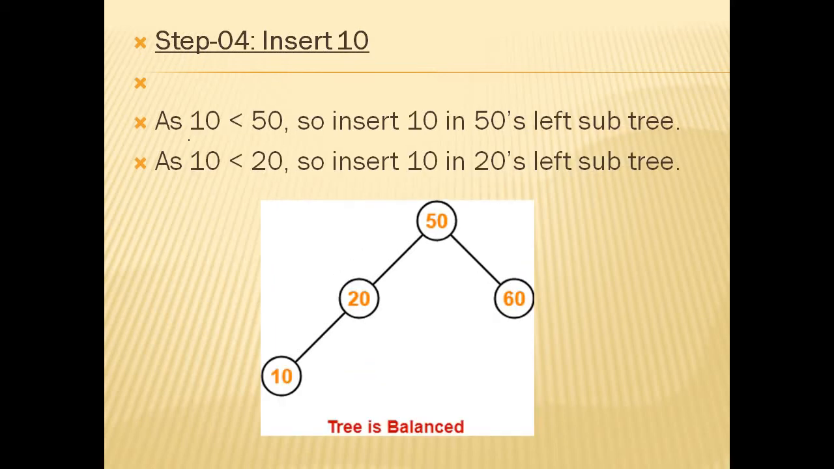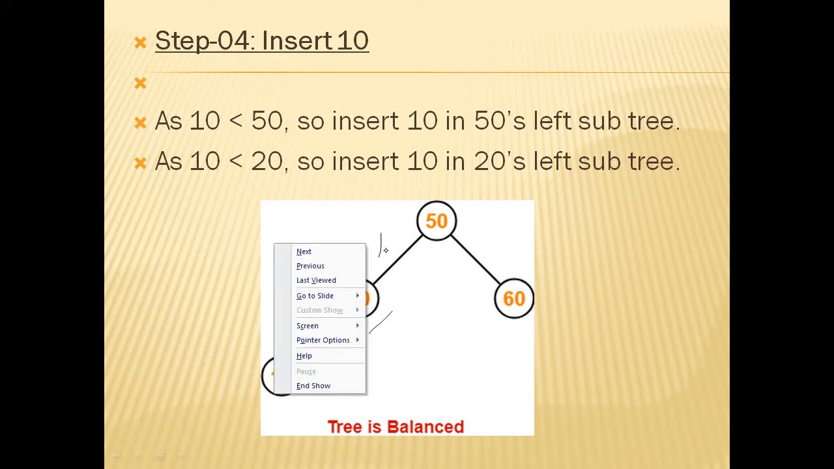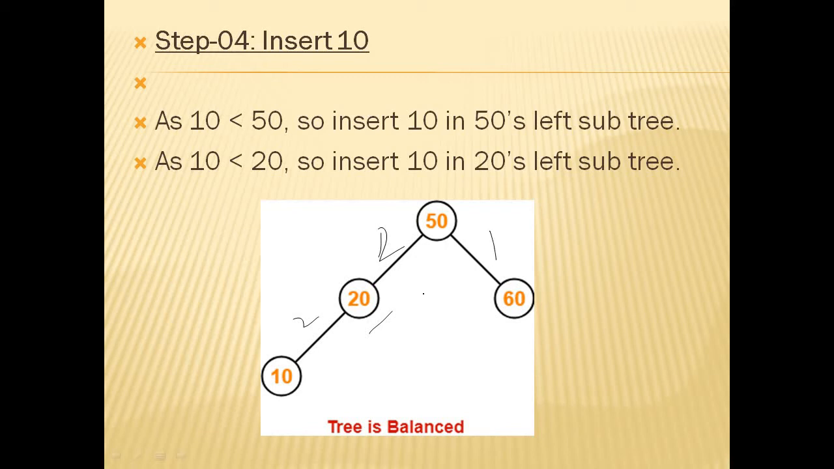Next, 10. 10 is less than 50, so we insert it into the left subtree. But in the left subtree we already have 20, so again we need to compare. 10 is less than 20, so 10 is inserted into the left subtree. After the insertion, we need to calculate the balancing factor. Here it is 2, and 2 minus 1 is 1. It is 1, no problem. It is also 1, no problem. It is 0. So no problems are there.